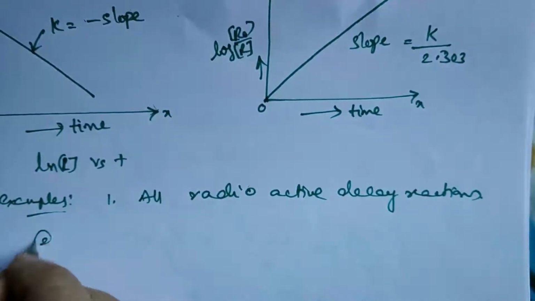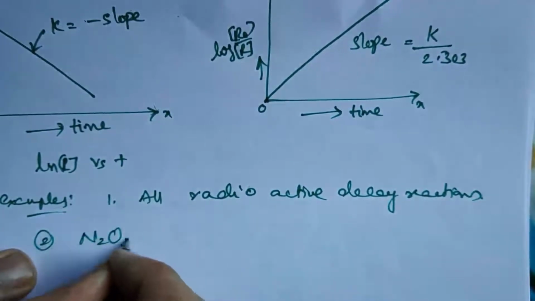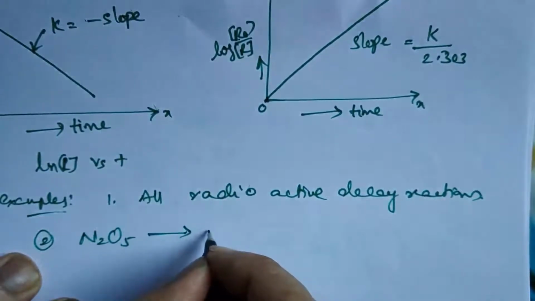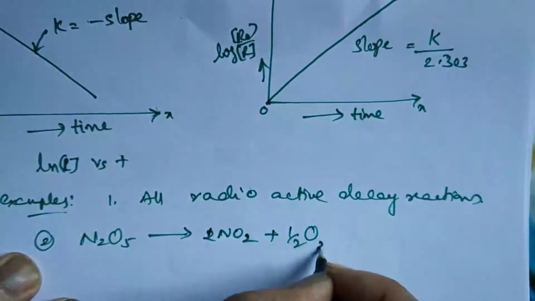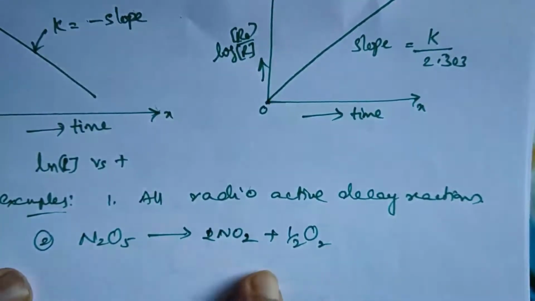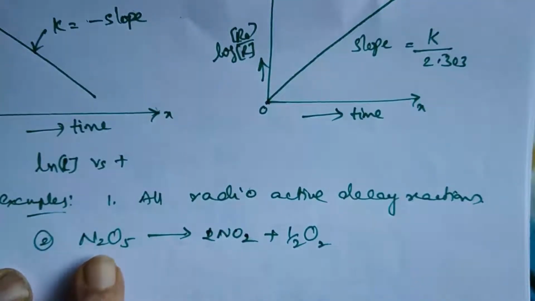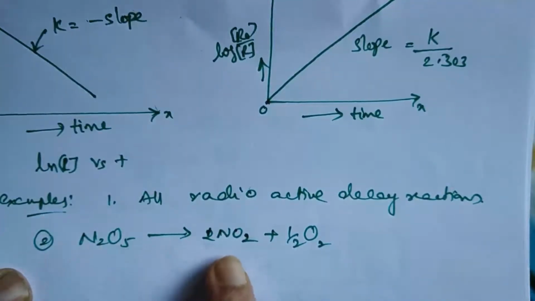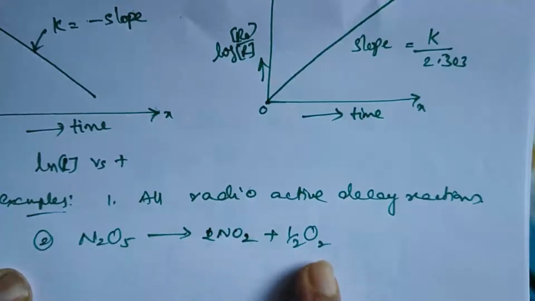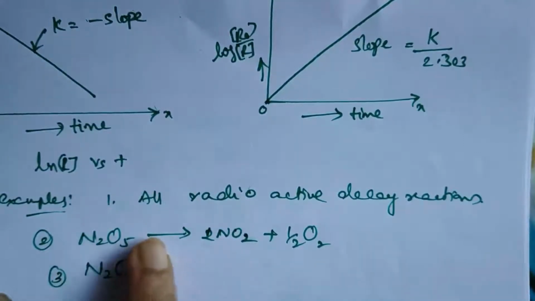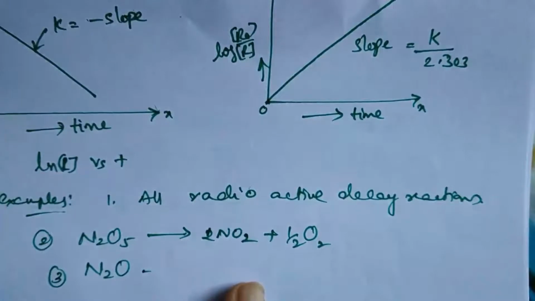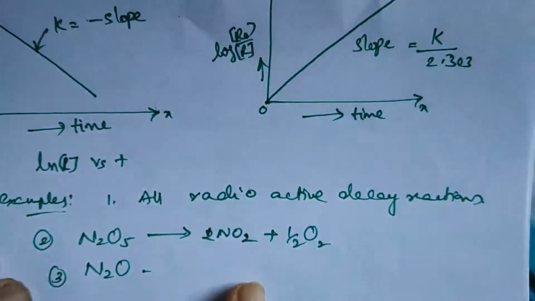And the second one is the decomposition of N2O5. N2O5 decomposes to 2NO2 plus half O2. That is, dinitrogen pentoxide dissociates into nitrogen dioxide and oxygen. So this is one more example for the first order reaction. And another one is the dissociation of nitrous oxide, which is also a third example for the first order reaction. So that is all about the first order reactions and their examples.